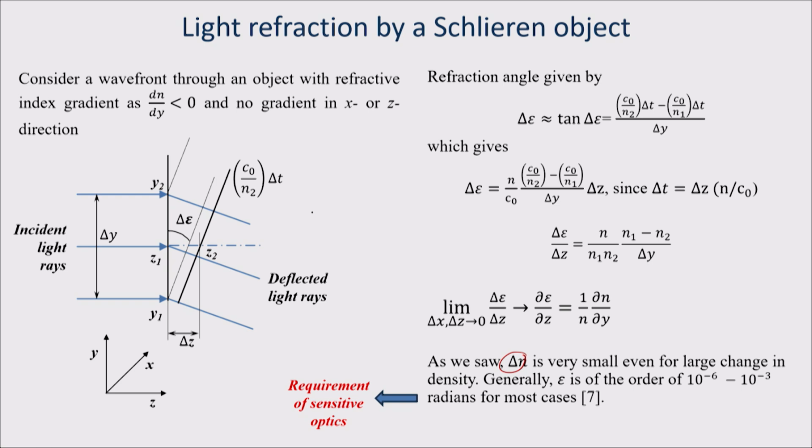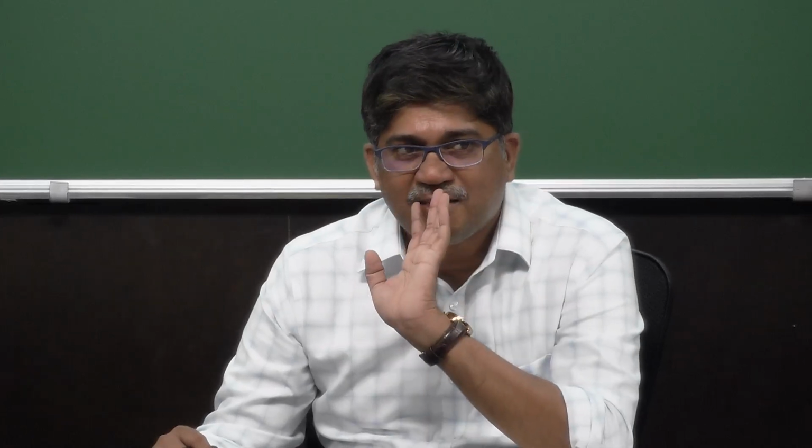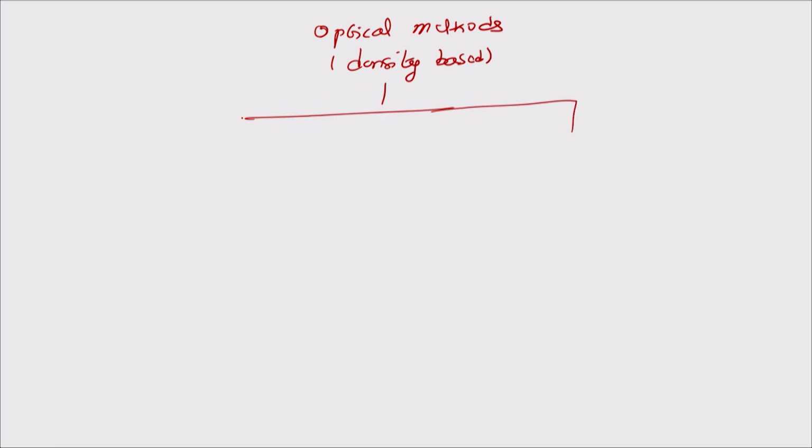So let's look at the ways light interacts. These density based methods are all optical measurements because we use light to measure something. All of these are called optical methods based on the density. Tomorrow we will see other optical diagnostic methods, so you can divide them into different ways.